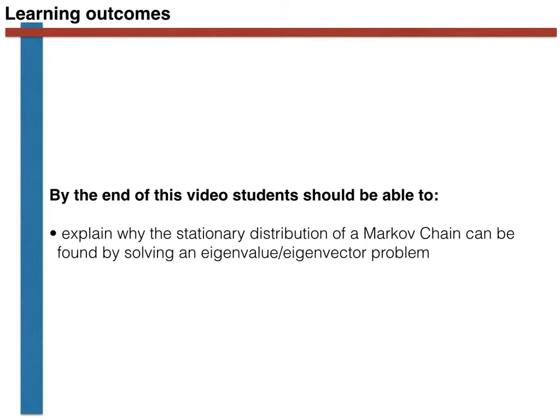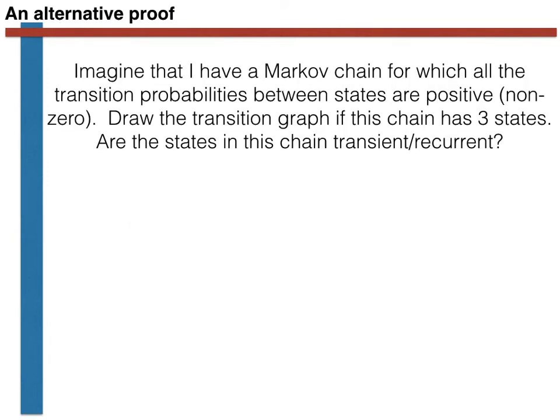Before we get into the details of this proof, let's just briefly review what we have covered in the previous video with a little problem. I would like you to pause the video and draw the transition graph for a three-state Markov chain for which all the transition probabilities in the transition matrix are positive, i.e. non-zero. I would also like you to state whether the states in this chain are transient or recurrent.